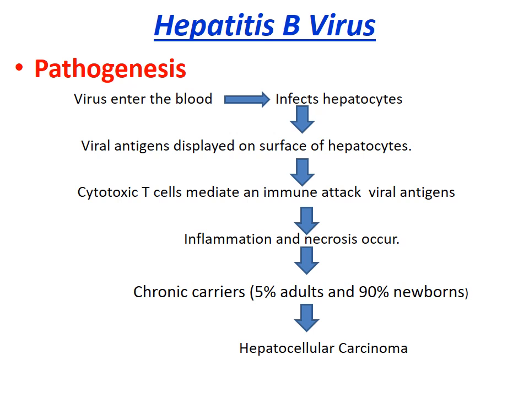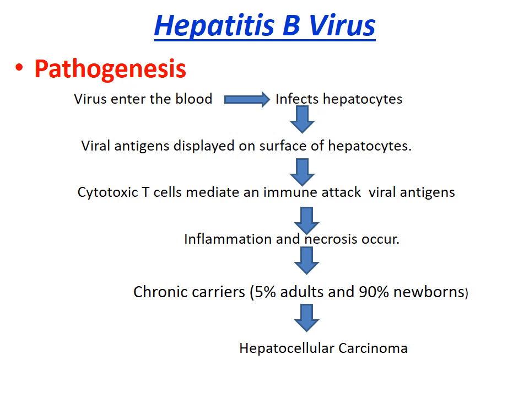Chronic carriers are mostly 5% of the adults, in contrast to 90% of the newborns who become chronic carriers. This huge difference in the percentages is because newborns have not established a competent immune system, so they cannot fight the viral infection and become chronic carriers, while adults have an established competent immune system, so they can fight against the virus. So only 5% become chronic carriers, due to different reasons.